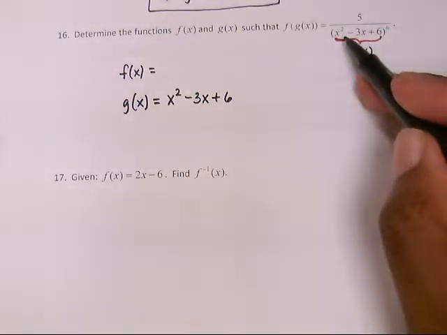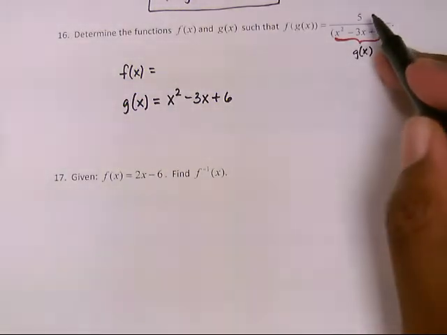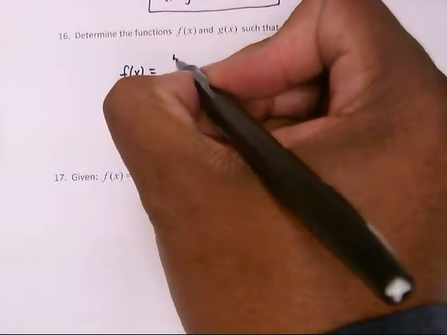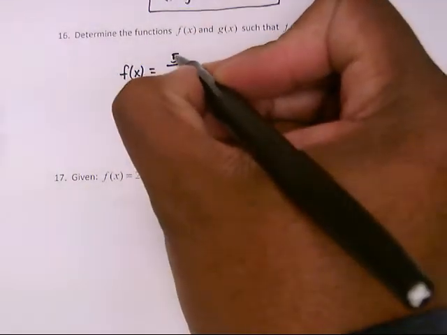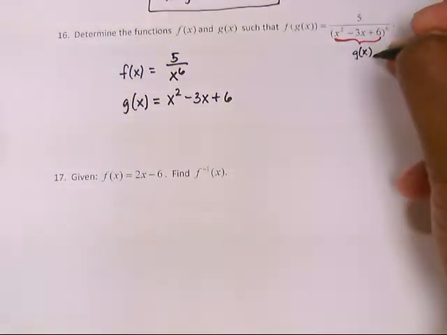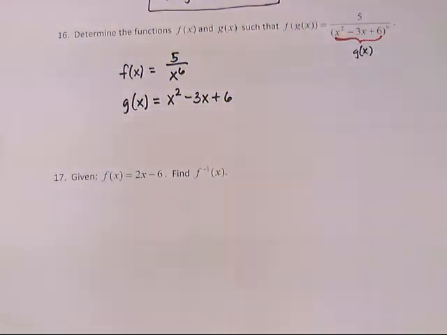Well, that g of x was put in place of x for f of x, so f of x had to start off as 5 over x to the 6th power. So that's what f of x had to start off as, 5 over x to the 6th. So these are my 2 functions that would give me this when I compose f with g of x. F of x was 5 over x to the 6th. G of x is the x squared minus 3x plus 6. In this case, we're working backwards. We're decomposing the 2 functions.